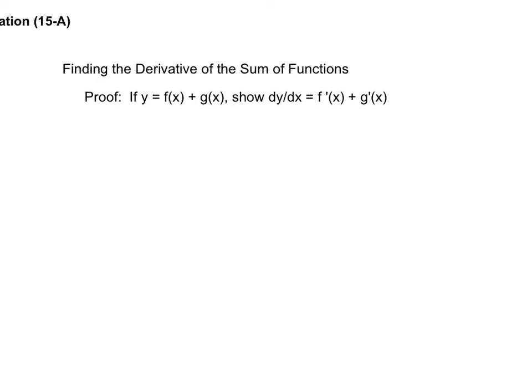So basically what we have here is the limit as delta x approaches 0 of our function f of x plus delta x plus g of x plus delta x, minus f of x plus g of x. I'm trying to find the derivative of y, and since y was f of x plus g of x, I've got that as my numerator, and this whole thing is over delta x.